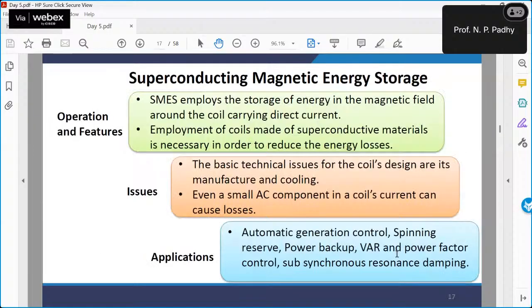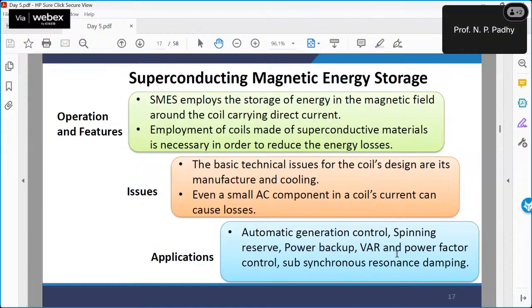Types of magnetic energy storage: superconducting magnetic energy storage. What are its operation and features? What are the issues and applications? We'll discuss these with different types of storage technologies. So SMES employs the storage of energy in the magnetic field around a coil carrying a DC current. Employment of coils made of superconducting materials is necessary in order to reduce the energy losses.